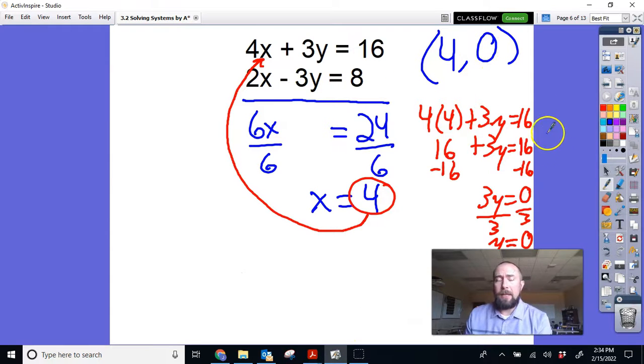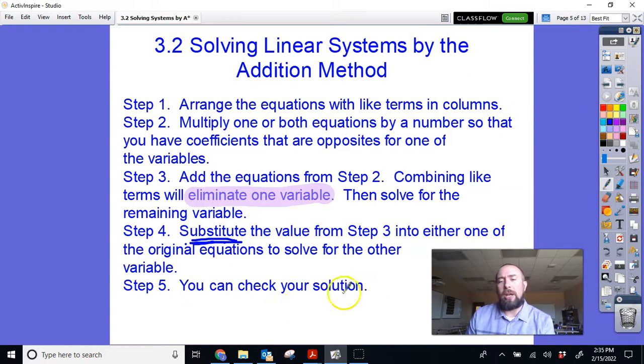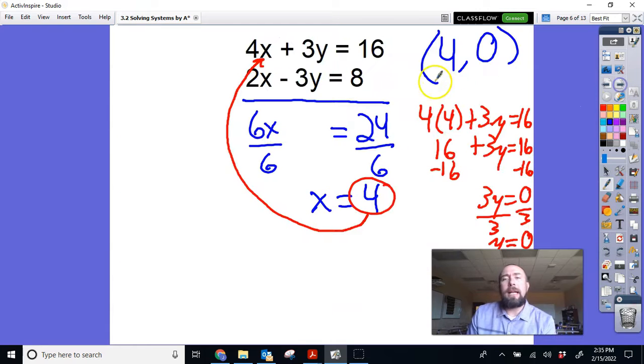So there's my answer. Guess what? If you did the substitution method, you get the same answer. If you did the graphing method, you get the same answer. So you have ways to check yourself as well if you need to, which is what step number 5 says. You can check your solution. You can plug that number in and see if 4 and 0 give me 16. 4 and 0 give me 8.